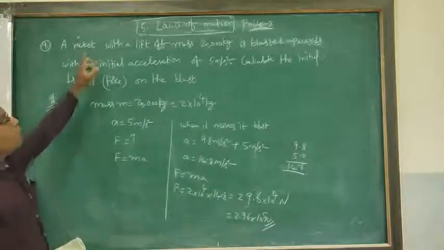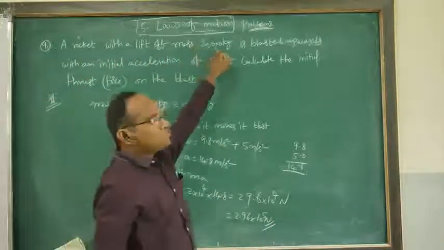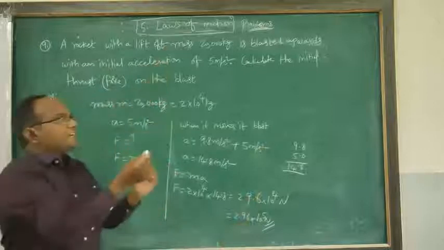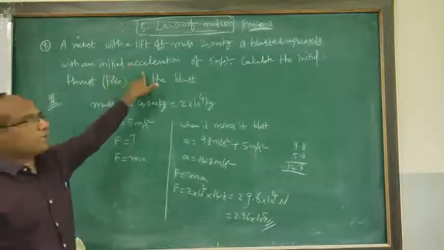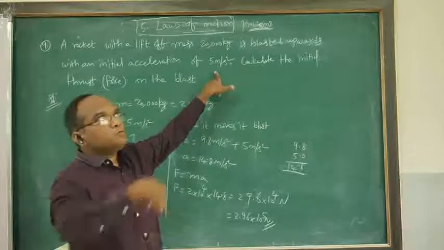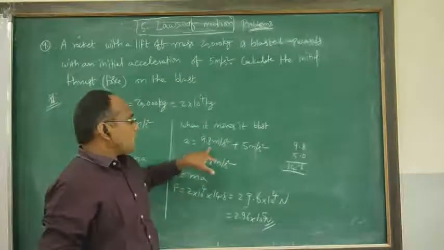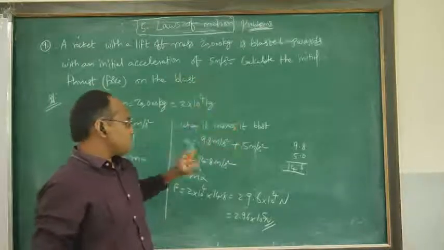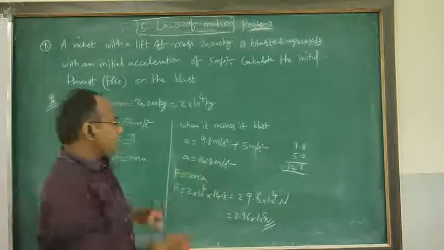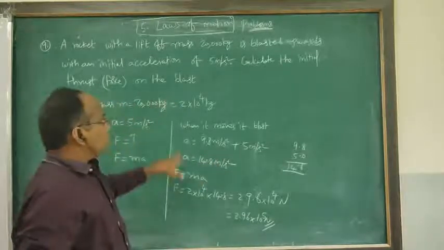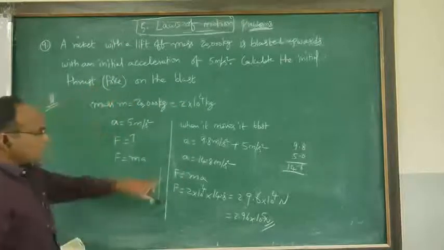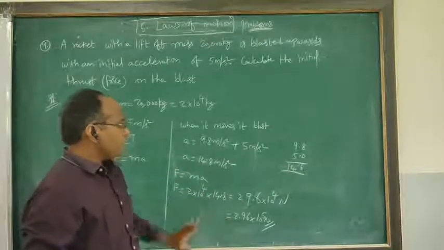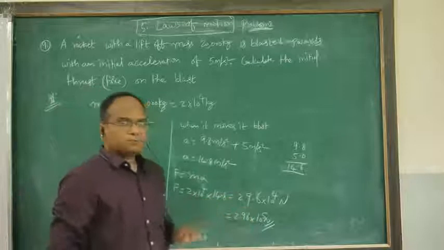Once again you see, a rocket with a lift-off mass of 20,000 kilogram is blasted upwards. The rocket moves up and is blasted with an initial acceleration of 5 meter per second square. When it moves up, it blasts, so again it is falling down, that is 9.8 meter per second square plus 5 meter per second square. So its acceleration is 14.8 meter per second square. They are asking the force, nothing but thrust. Force means m into a. Mass 2 into 10 to the power of 4 into a, 14.8 meter per second square. So we will get this value.